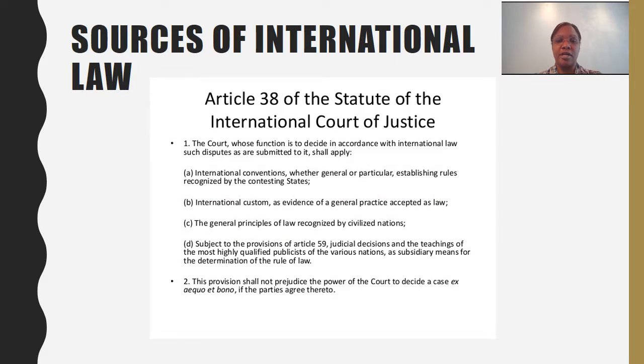All students of international law know that in Article 38 of the Statute of the International Court of Justice, we have a list of the sources of international law. That list helps us to understand as students and practitioners what types of legal instruments we're likely to encounter in the practice of international and European law.